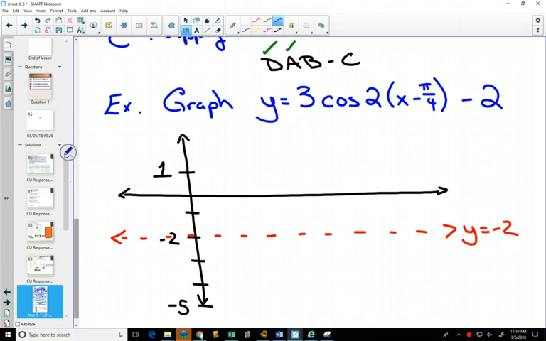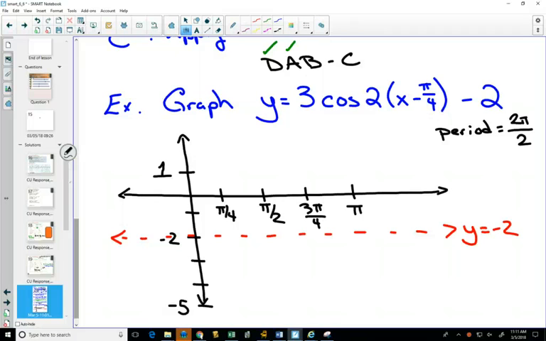Next, our B value, which is 2, is going to figure out our period. So off to the side here, I know that my period is 2 pi over my B value, so my period is going to be pi. So I go on my x-axis, I mark pi, and I divide it into 4 equal sections. Half of that, and label them. So half of pi would be pi over 2. Half of pi over 2 would be pi over 4. 1 pi over 4, 2 pi over 4. This will be 3 pi over 4.